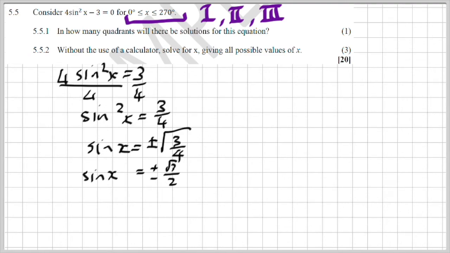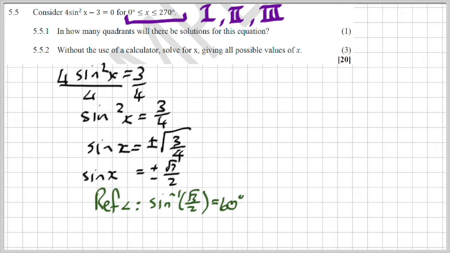Please get this, ladies and gents, that sin now has two possibilities, plus the root of 3 over 2 or minus the root of 3 over 2, which means my reference angle is going to be arc sin of root 3 over 2. You must be able to do this without a calculator. Come on, it's a special angle. It's 60 degrees on the dot.